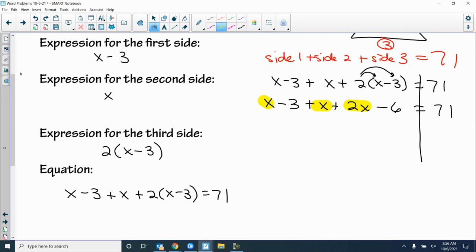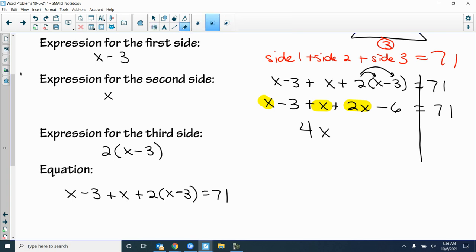Now, what else do I have here? I've got a minus 3 and a minus 6. What's negative 3 minus 6? It's going to be negative 9. So you're going to write 4x minus 9.